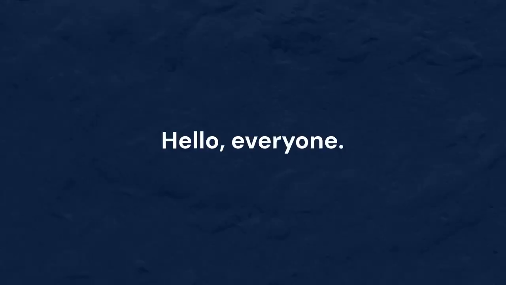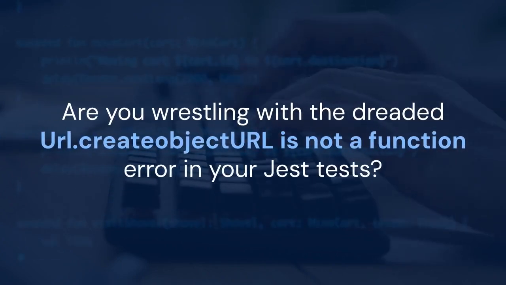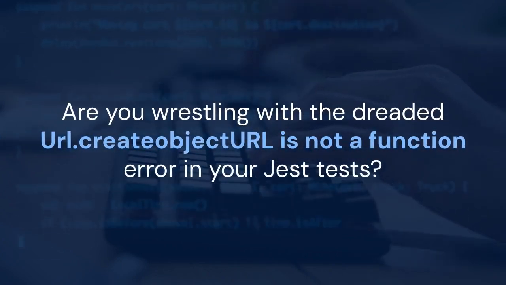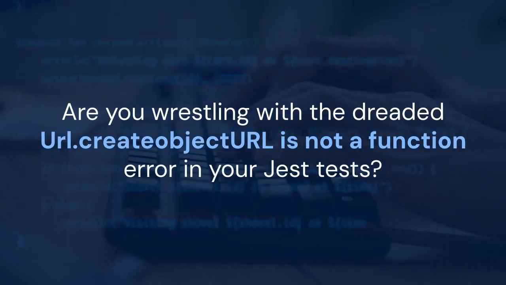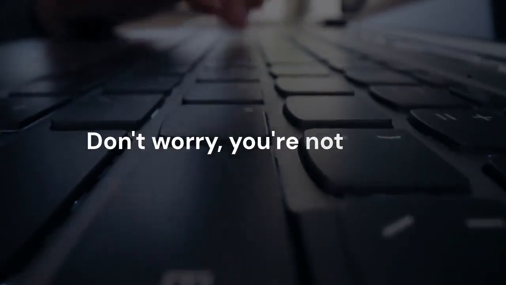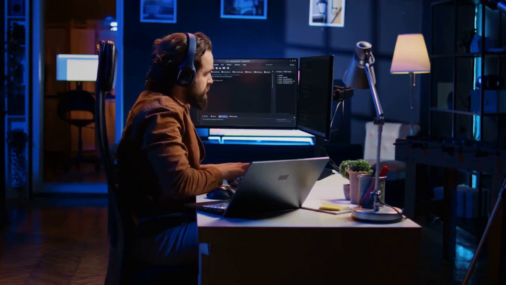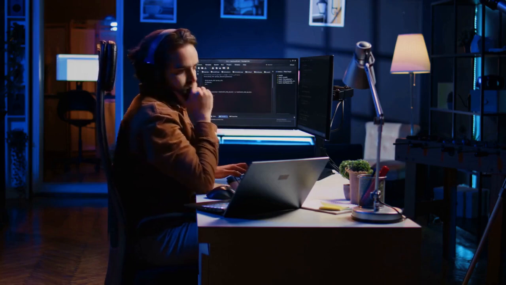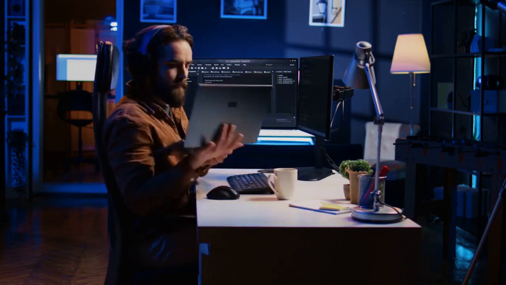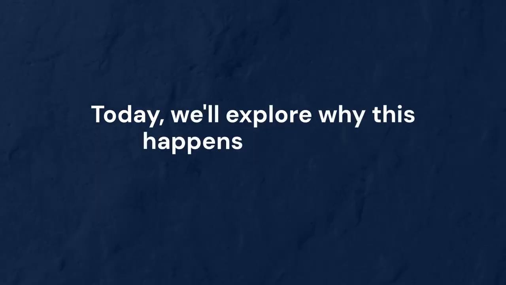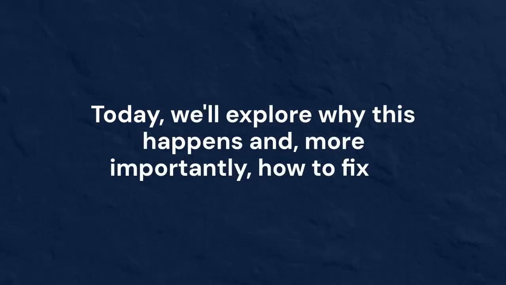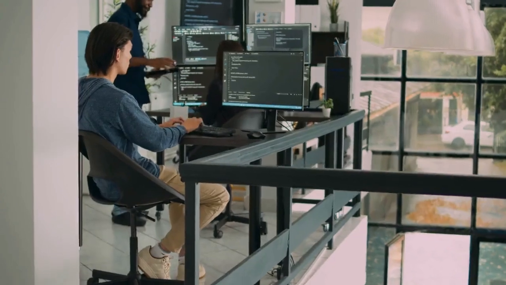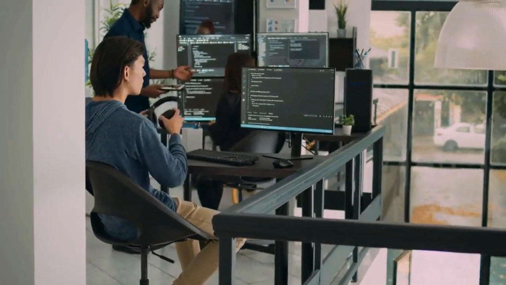Hello everyone. Are you wrestling with the dreaded URL.createObjectURL is not a function error in your Jest tests? Don't worry, you're not alone. This error pops up when your tests try to use browser-specific APIs that Jest doesn't automatically provide. Today, we'll explore why this happens and, more importantly, how to fix it. So, let's dive in and get those tests passing.